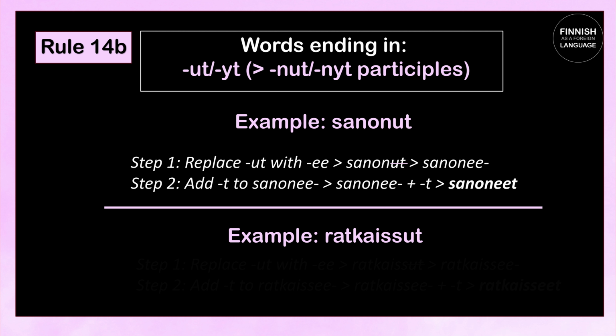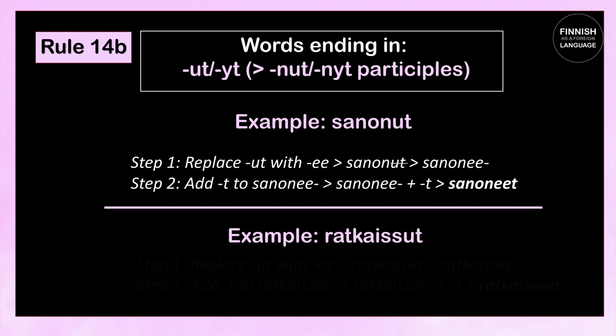So, what do we have to do here? We replace the ending -ut again with a double e, so that means ratkaissut changes to ratkaissee with a double e, and then we have to add t to it, which means ratkaissee plus t becomes ratkaisseet. For example, again in perfect tense, when we want to say they have solved, then we would say he ovat ratkaisseet. Now we're done with all the rules.